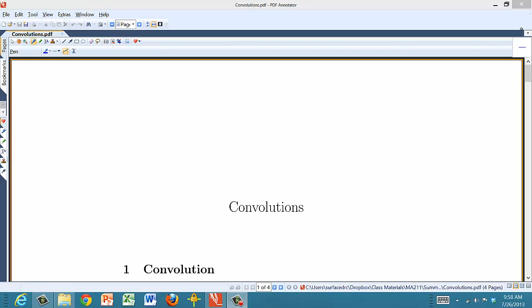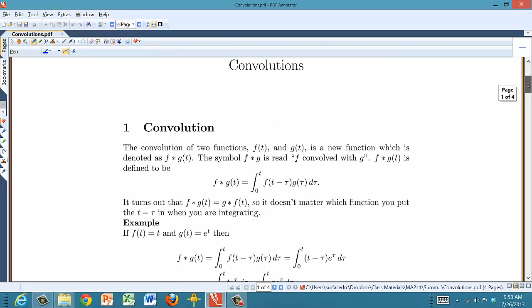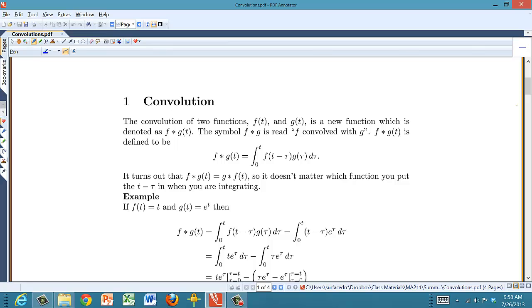Hi there, and welcome back to MA211. Today we're going to talk about convolutions, what they are, how to Laplace transform them, and how to solve equations involving them. So first of all, the convolution of two functions is a new function.